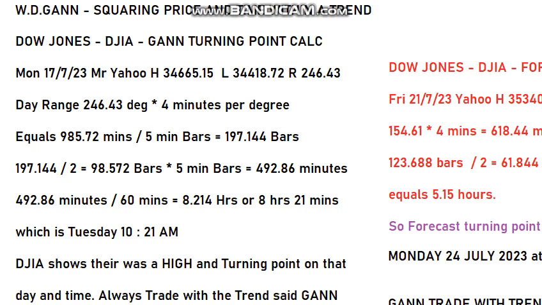Okay, let's have a look at this. W.D. Gann, the master himself, squaring price and time within a trend. Let's backtest his theory. Dow Jones Industrial Average, Gann turning point calculation, backtesting based on the past.